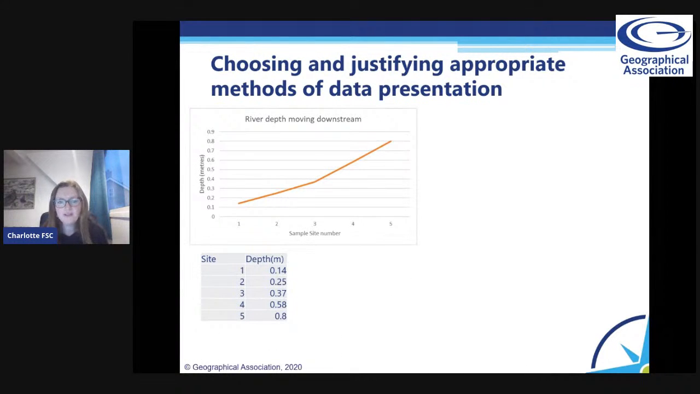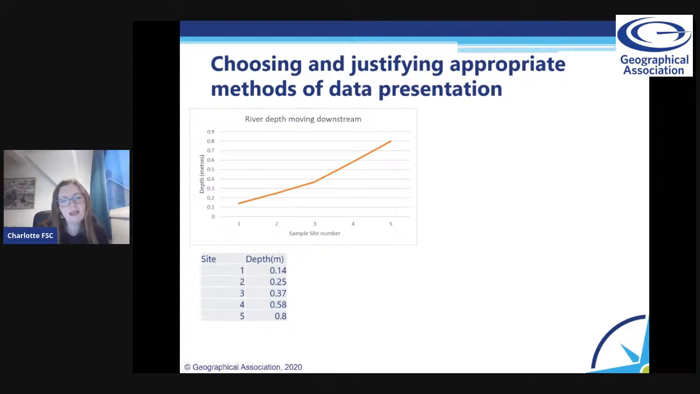Now here, I've shown it as a line graph. If we don't take into account our type of data, the graph we choose might be misleading. So on this line graph, for example, it suggests, if you read across from the axes, that at 0.3 meters depth, I would see that occurring at about site 2.5. Or similarly at site 3.5, I would expect the depth to be about 0.48 meters. And that doesn't make sense, does it? There is no site 2.5. That can't be a thing.